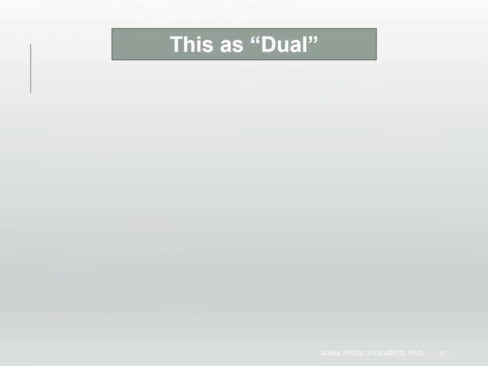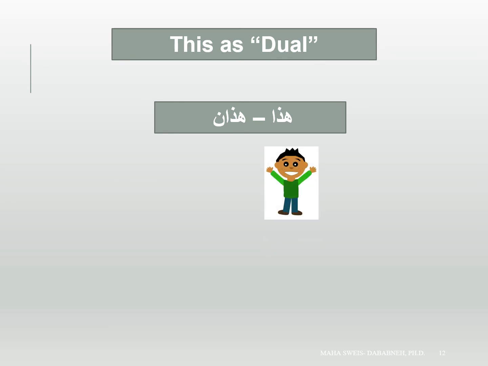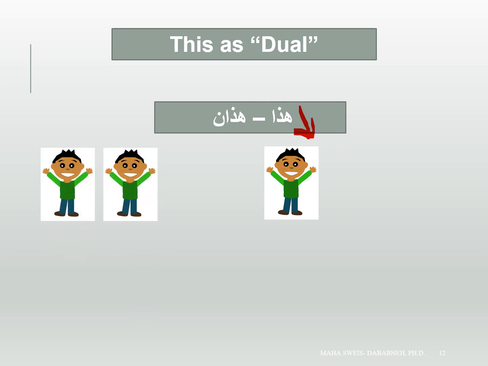So again, we have this for singular and we have this for dual nouns. هذا, هذان. هذا ولد. This boy. هذان ولدان. Two boys. We have two boys here. This is for masculine.